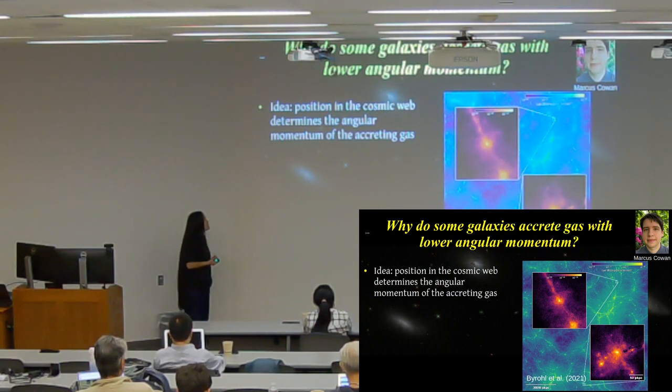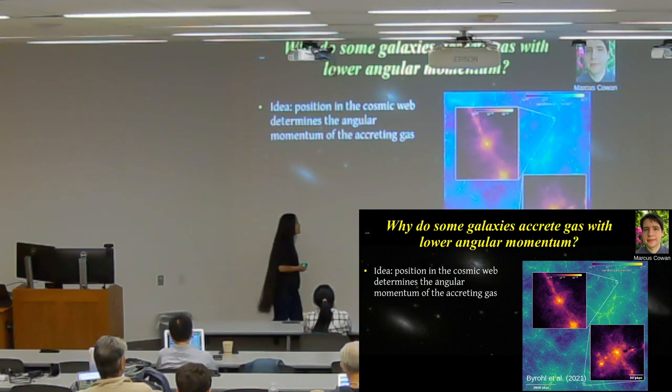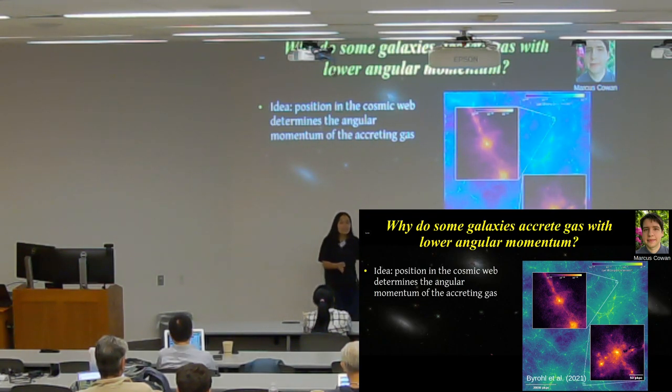But basically, the idea was that the position in the cosmic web determines the angular momentum of the accreting gas. So that was the idea. As we heard from Farhan today, every galaxy is in at least a little filament. Some of them are in big filaments, but every galaxy is in a filament. And the idea is that if you're in a thinner filament, you'll be accreting gas at a different angular momentum than if you're in a thicker filament.